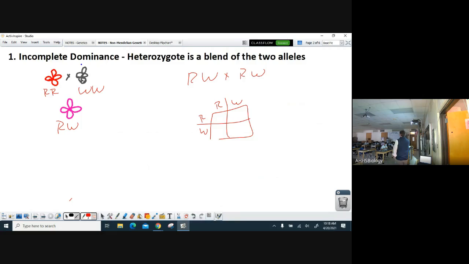I'm going to get all three colors, right? I'm going to get red, 25%. I'm going to get white, 25%. And I'm going to get pink, 50% of the time.